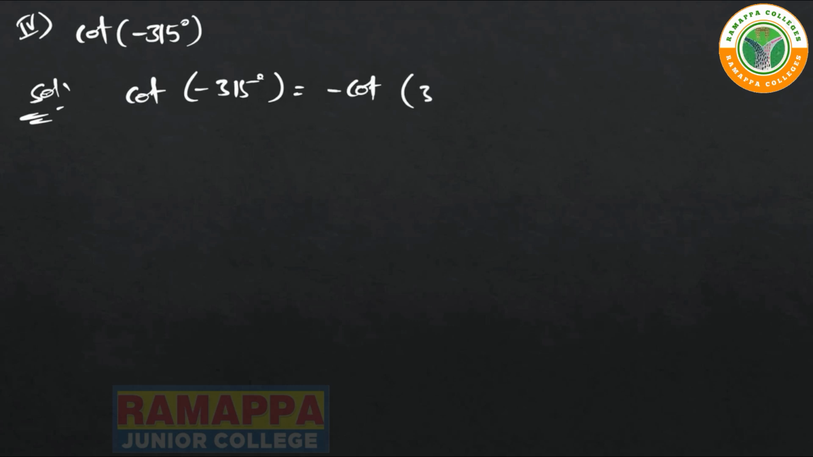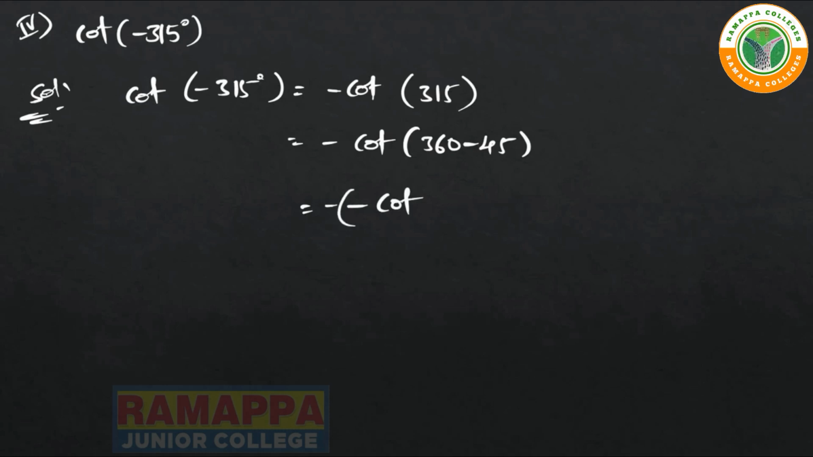Dear students, here the cot of minus 315 degrees is given. So in this cot we can write it as minus cot theta, and 315 is given. So I will write it as cot of 360 minus 45. Now it will become minus cot 45. So it will become minus into minus, plus cot 45, which is equal to 1. So 1 is the answer here.